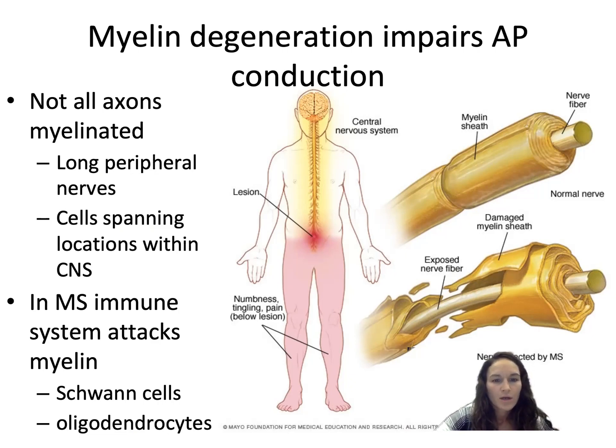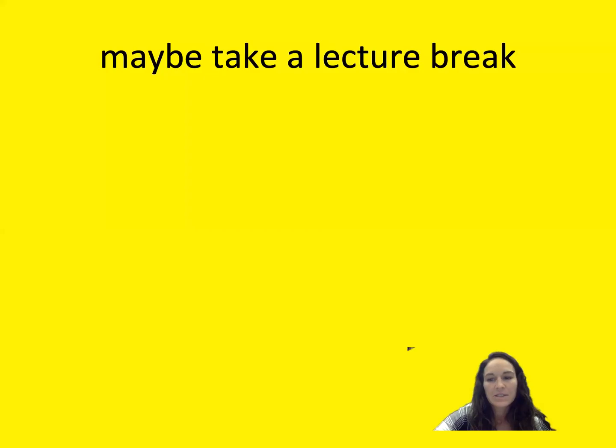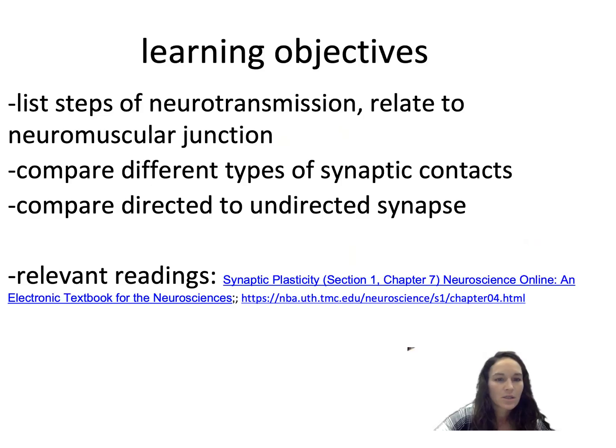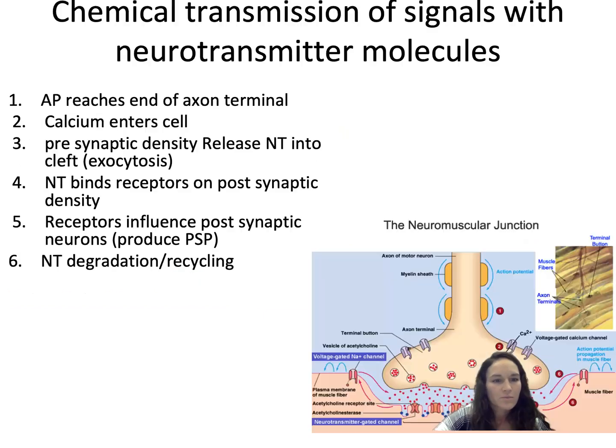And so it's as if there's like a hole in the myelinated segments here. And so this is part of why multiple sclerosis results in the devastating symptoms that it does. So now we'll be talking about neurotransmission.